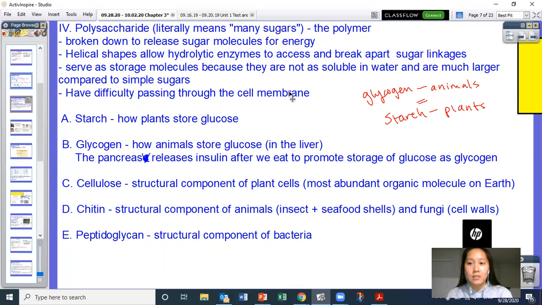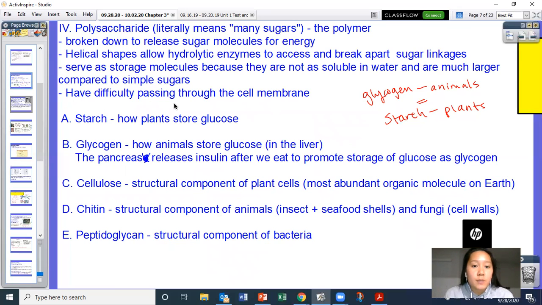Carbohydrates also serve as storage molecules because they are not as soluble in water and are much larger compared to simple sugars. So when you have a polysaccharide, and it is a long chain like a starch, it is a good storage molecule because you cannot break it down easily in your body. It's not going to get dissolved and then removed from your body with water, like when you pee out, where your kidney's not easily going to be able to filter it out. So it stays and you can store it, and then you can use the energy at a later point.